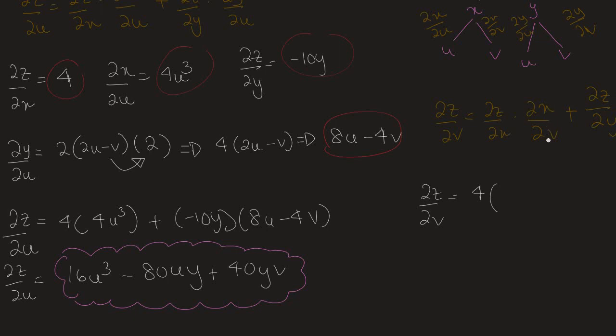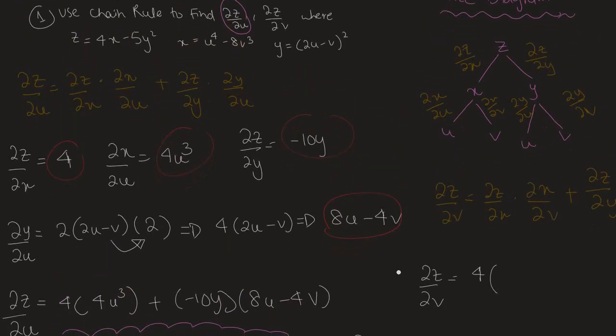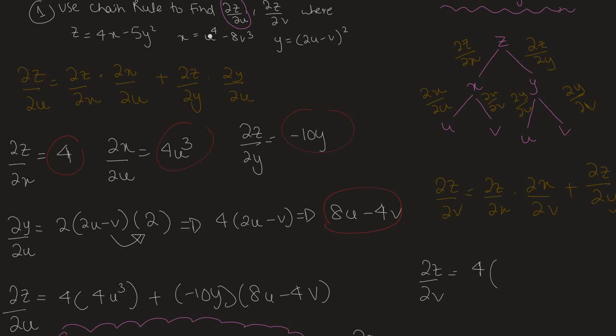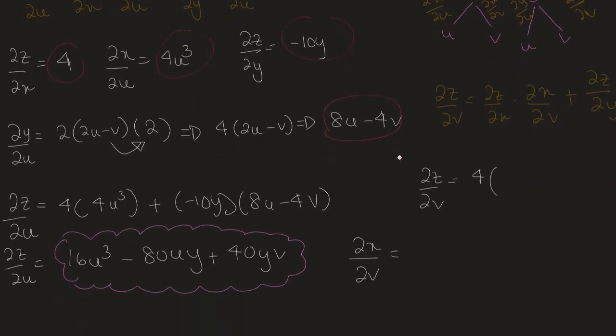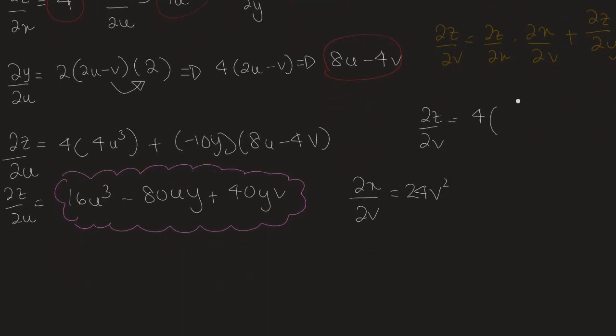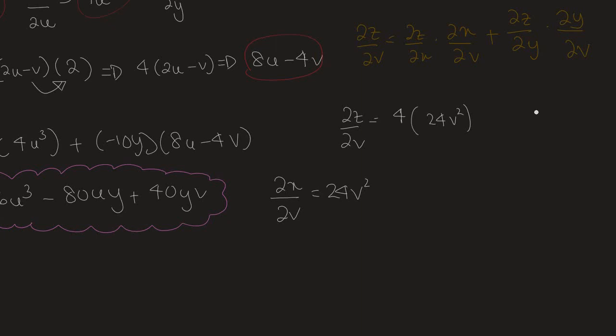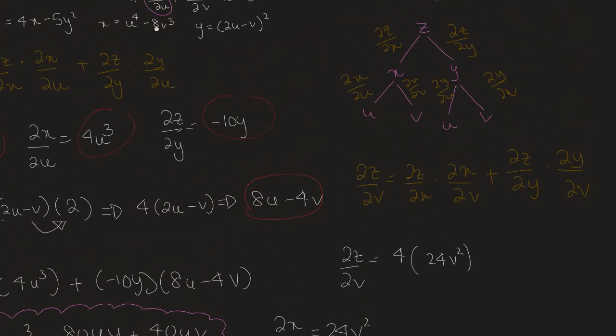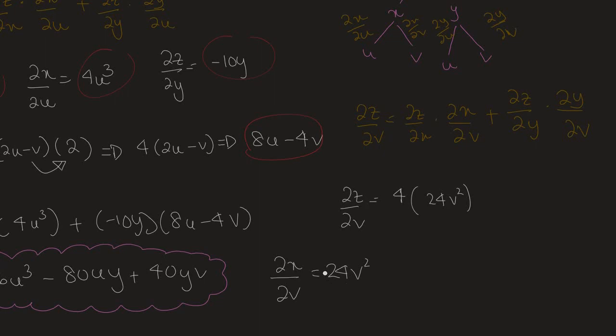Now derivative of x with respect to v. Do we already have it? No, we don't. We found it with respect to u, but not with respect to v. So let's find it over here. Derivative of x with respect to v this time. So we are differentiating v only. This u is a constant, it goes to 0, and then bring the 3 down, so that's 24v squared. So I can write it over here now. Oh wait, that's a negative, so it has to be negative 24. Sorry about that.